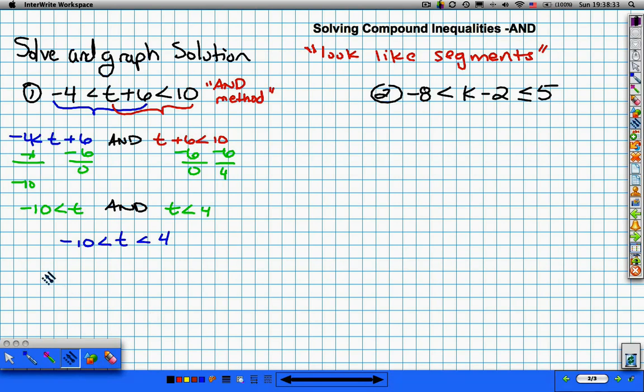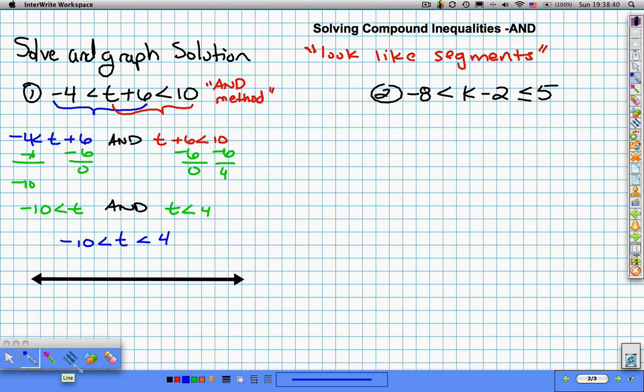So now let's go ahead and graph our inequality. Now, since I have to include -10 and 4 on here, it might be a good idea to not go by ones. Instead, let's try going by, say, twos instead. That might be a little easier. Now, when I graph this, an AND compound inequality looks like a segment. So if I say, let's go -12, -10, -8, -6, -4, -2, 0, 2, 4, 6.